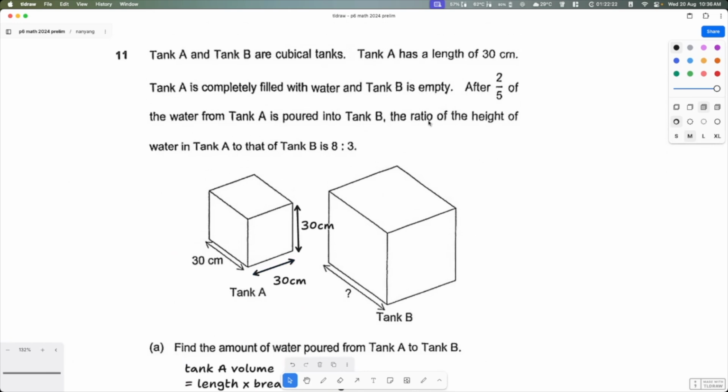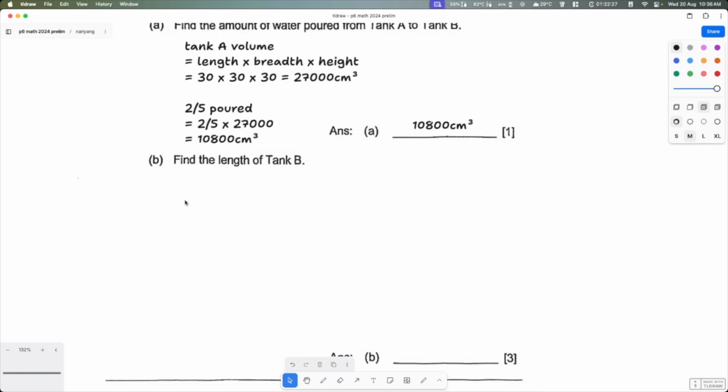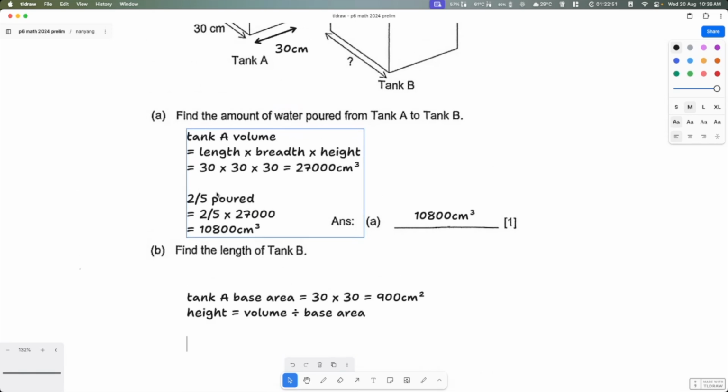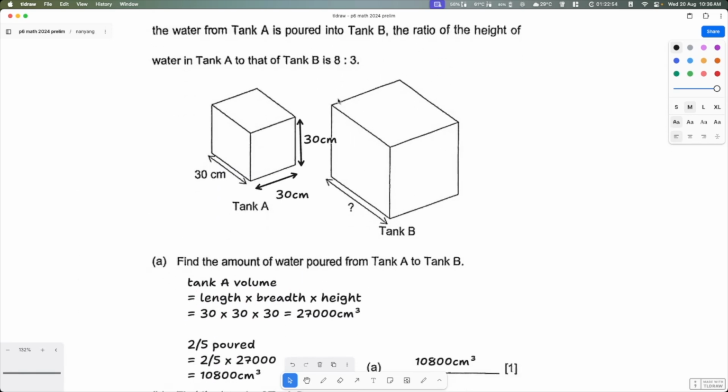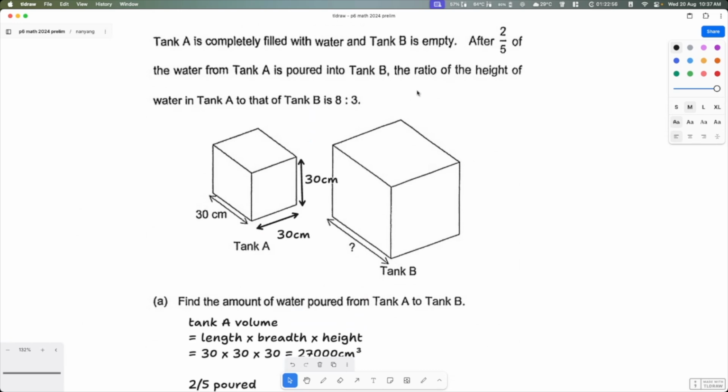The ratio of the height is 8:3 after we pour out, so we can get the base area. Tank A base area is equal to 30 times 30, which is 900 centimeter square. To get the height, height is equal to volume divided by base area. So we're looking for the height of tank A when 2/5 is poured, because we have the ratio of the height.